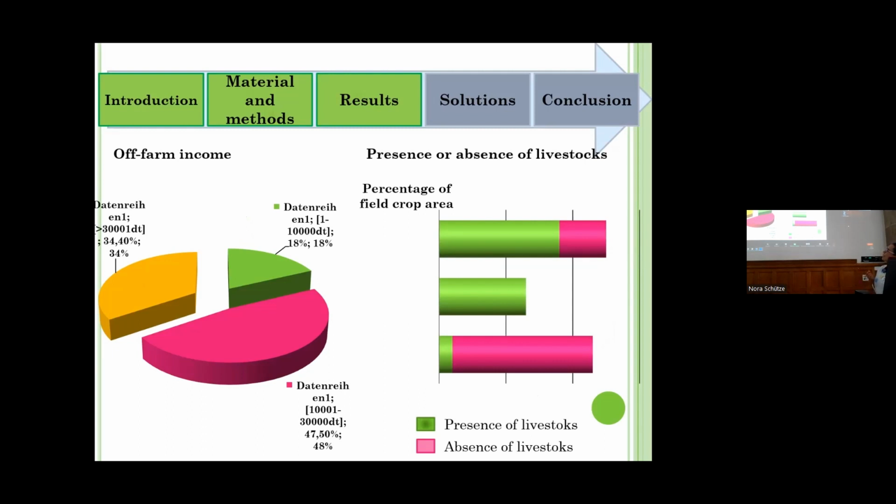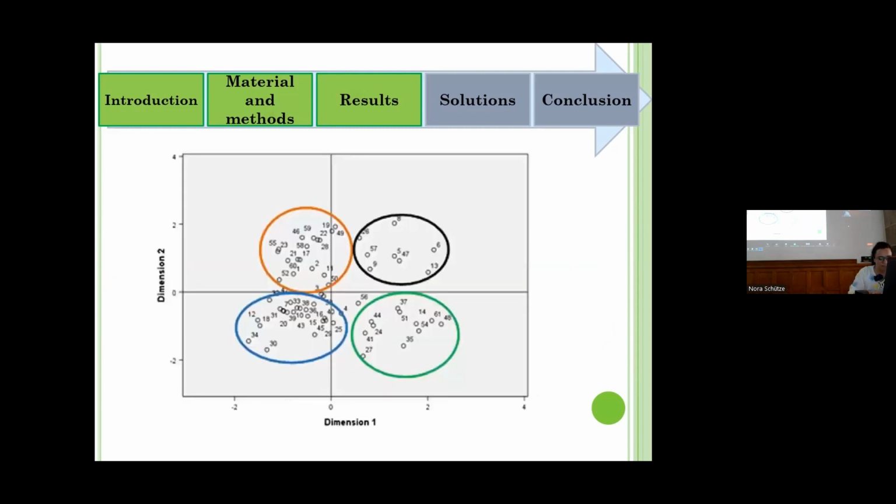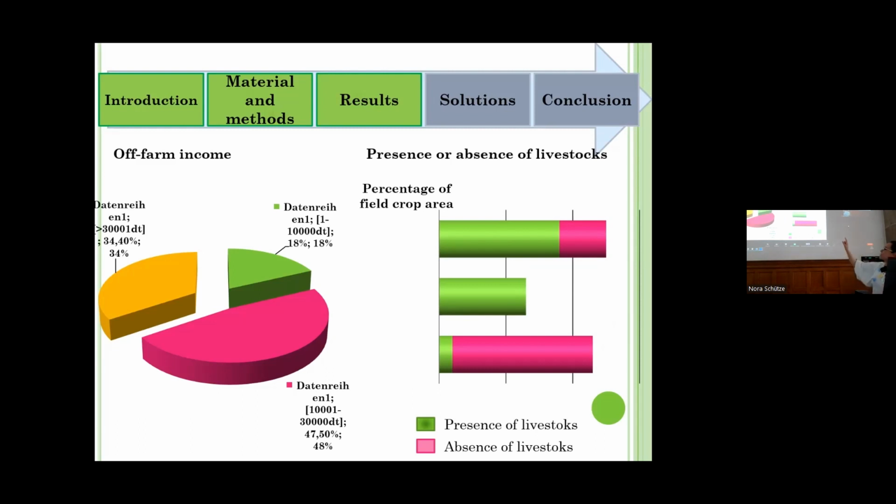Also the presence or absence of livestock. Here, as you see, the more livestock we have, the less conversion is present. There is something missing here, but okay, no problem. So they keep the areas to feed this livestock and to produce fodder for them.